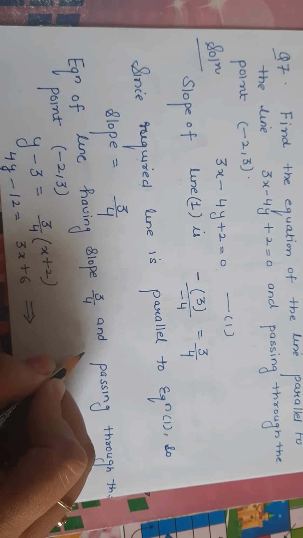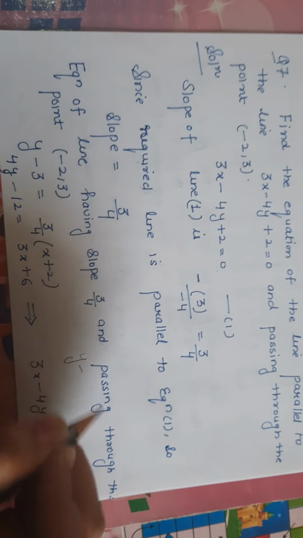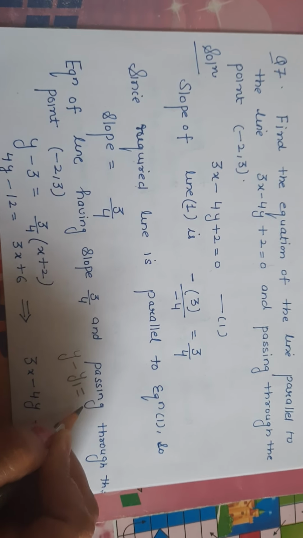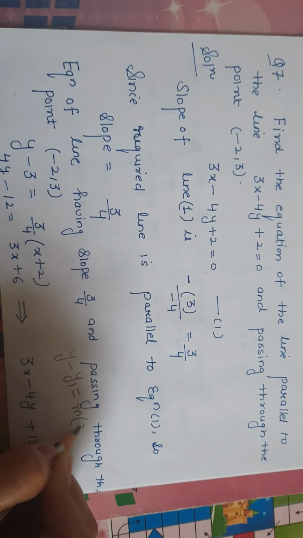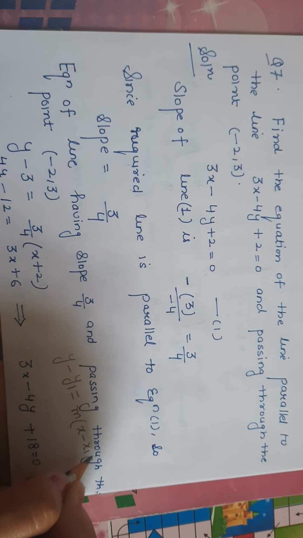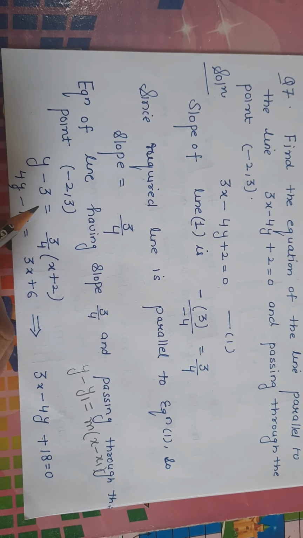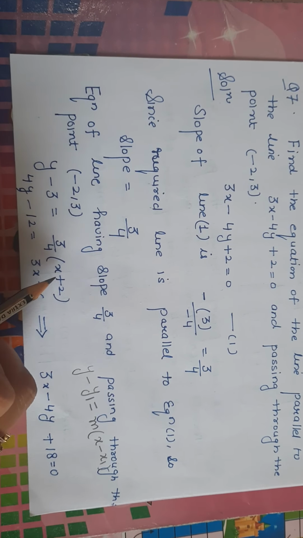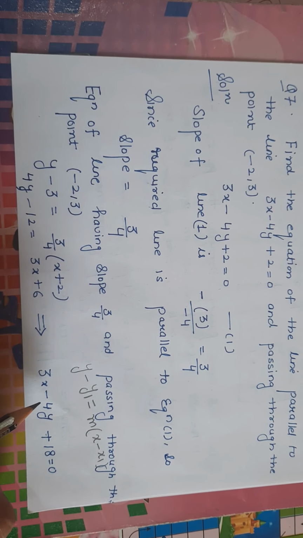We know that the equation of a line having slope m and passing through the point x1, y1 is y minus y1 is m into x minus x1. So this is y minus 3 equal to slope 3 by 4 into x plus 2. Simplify your equation. This is your answer.